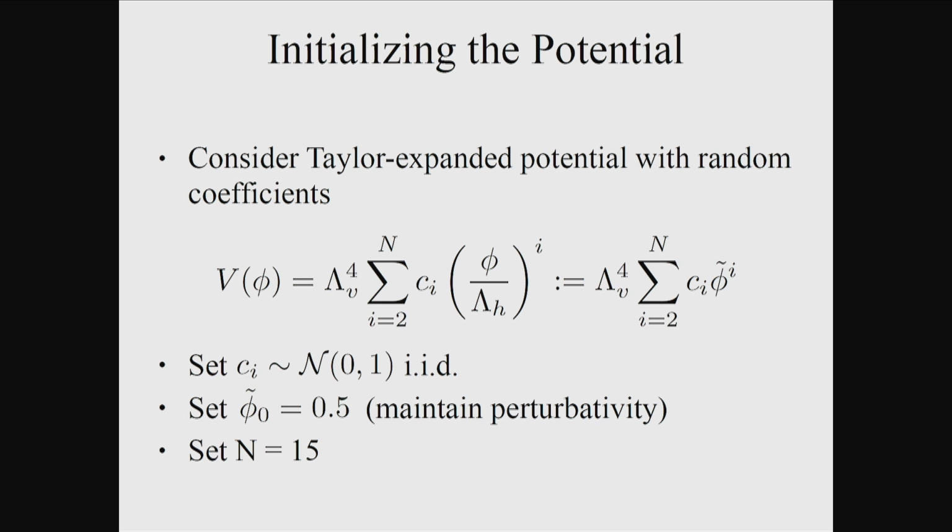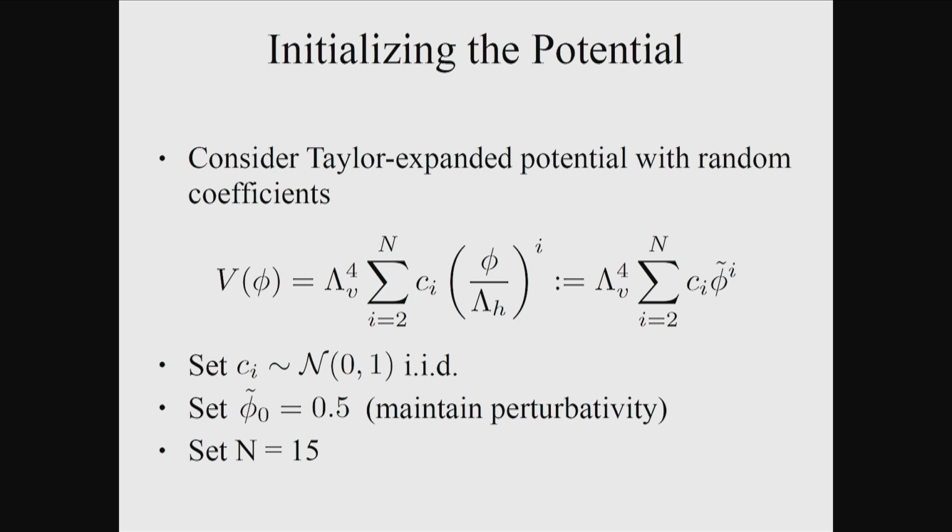Now, we're just going to randomly draw these Taylor coefficients at the beginning. We'll say that they're normally distributed and independent. You could, of course, consider other possibilities, but we'll start with this. So we take these to be normally distributed with mean 0 and variance 1. The variance here is actually not important because we can always rescale that or reabsorb that into this vertical scale lambda v, which we're neglecting.